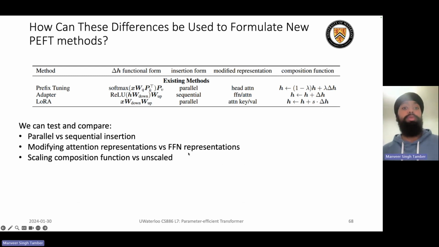Now, how can these methods be used to formulate new PEFT methods? Well, there are a bunch of differences, right, between these methods. So we can test and compare which variant of these differences performs better. So we can compare parallel versus sequential insertion, modifying attention representations versus modifying the feed-forward network representations, and scaling the composition function or leaving it unscaled.